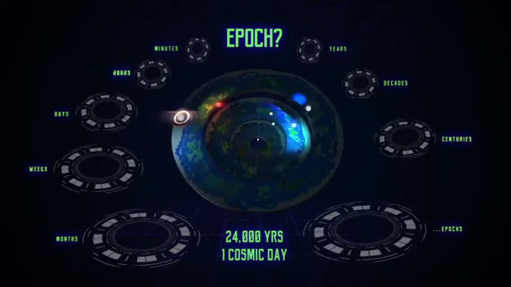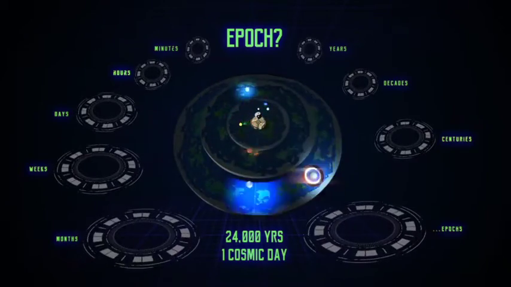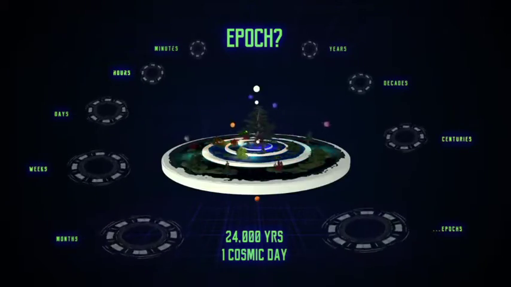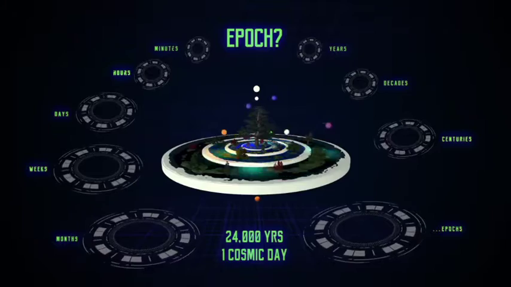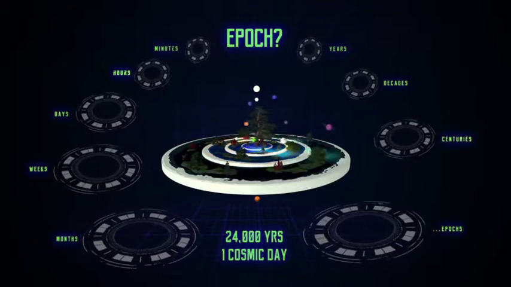Just like a clock striking 12 and starting another cycle or day. So our epochs are 24,000 years, reflective of our natural 24-hour day and clock. 24 hours in a solar day, 24,000 years in a cosmic day.